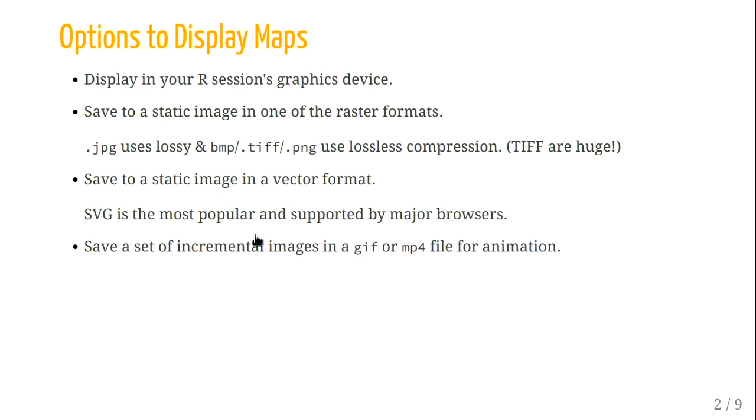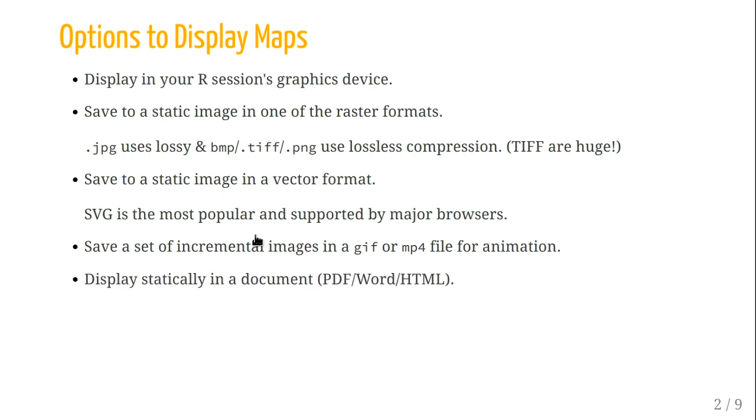And then if you want to make animations for spatiotemporal visualization, or visualization of something over a set of images, you can save that as a GIF or MP4, which is a video format, and it'll autoplay in your browser. So that's an option when you want to show animations.